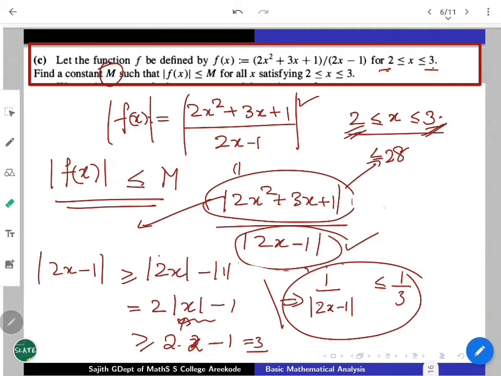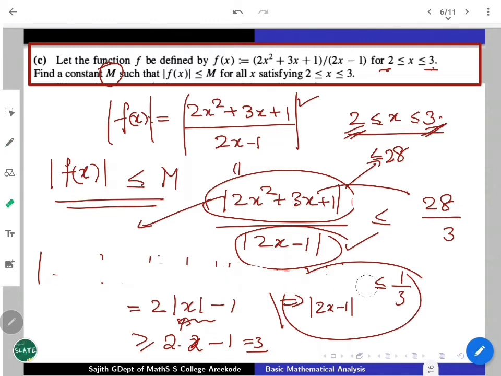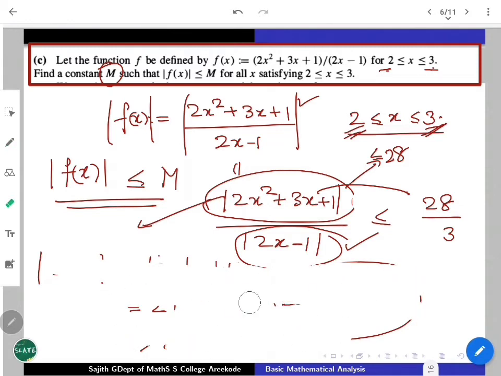Already I have seen the numerator, this is less than or equal to 28. So this whole thing together is going to be less than or equal to, this part can be dominated by 28, and 1 by 3 also I can put it here. So the entire f of x, that is the whole moral of the story. So if I am looking at my modulus of f of x, the modulus of this is going to be less than or equal to 28 by 3.